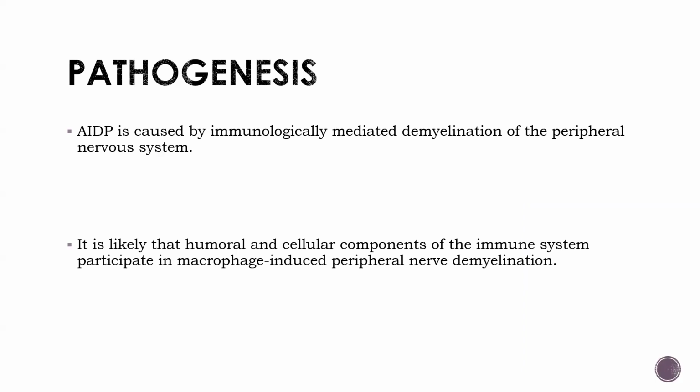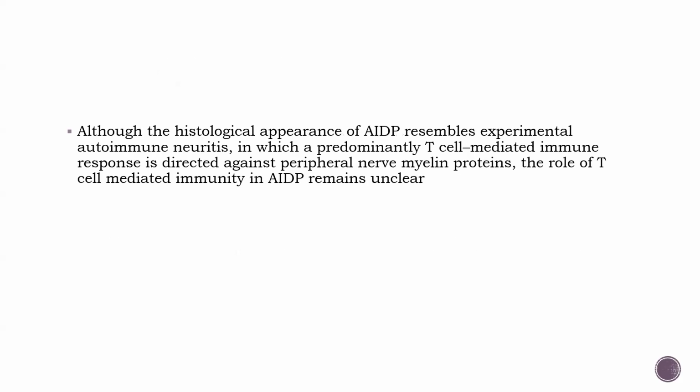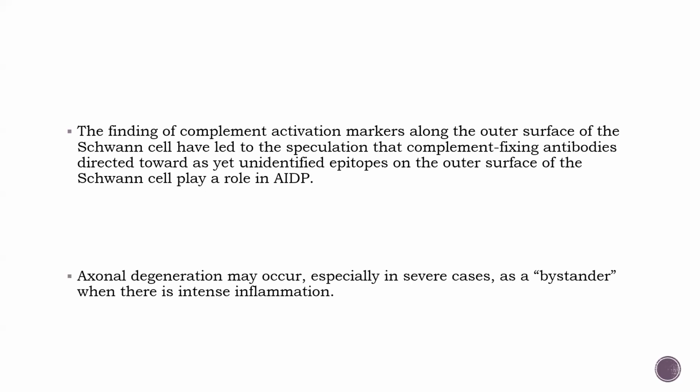Then regarding pathogenesis, acute inflammatory demyelinating polyneuropathy is caused by immunologically mediated demyelination of the peripheral nervous system. It is likely that humoral and cellular components of the immune system precipitate macrophage-induced peripheral nerve demyelination. Although the histological appearance of AIDP resembles experimental autoimmune neuritis, in which a predominantly T-cell mediated immune response is directed against peripheral nerve myelin protein, the role of T-cell mediated immunity in AIDP remains unclear.